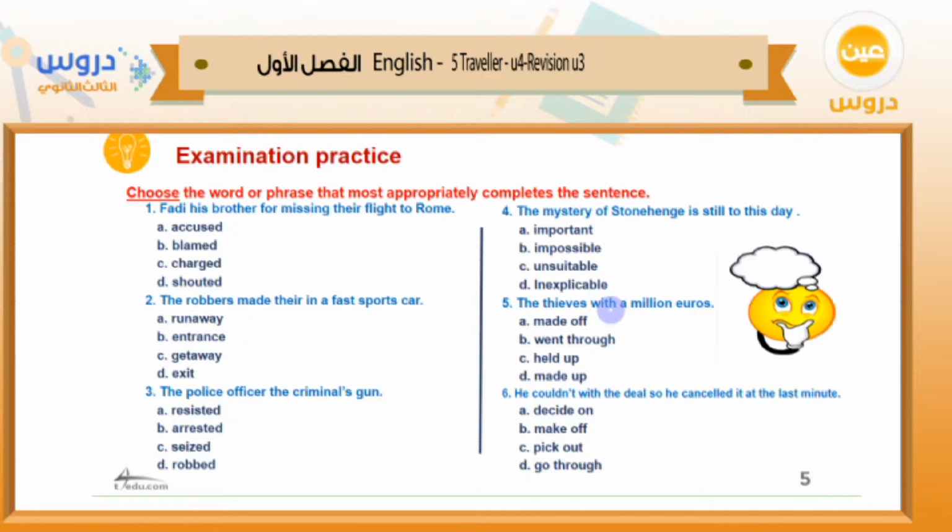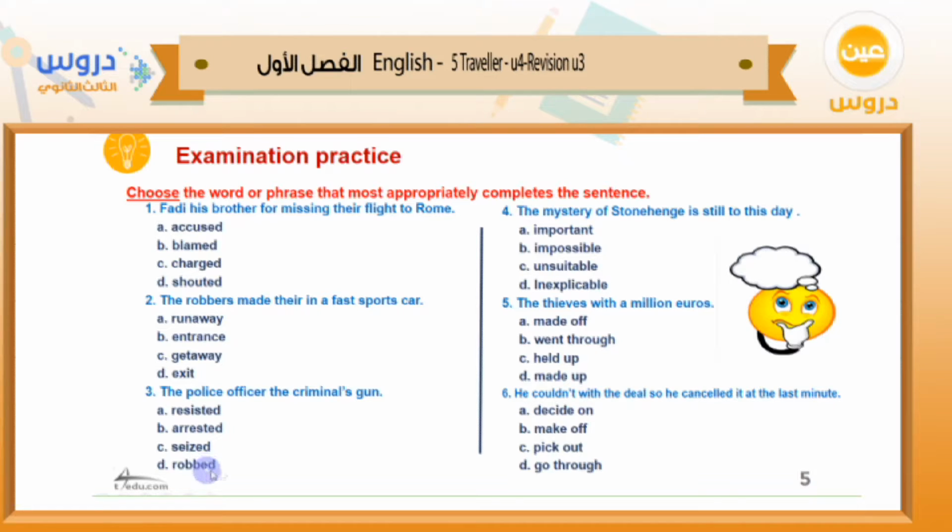All right, now we are in the examination practice, and your mission is just to choose the word or phrase that most appropriately completes the sentence. We have 6 sentences, and 4 options for each sentence. Number 1, Fadi blamed his brother for missing their flight to Rome. Accused, blame, charged, shouted. The robbers made their getaway in a fast sports car. Runaway, entrance, getaway, exit.